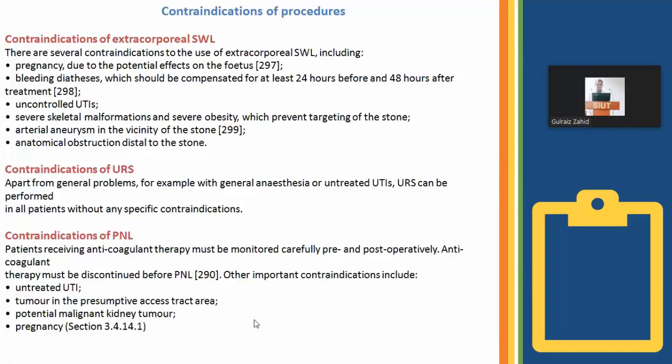Contraindications of URS. Apart from general problems, for example with general anesthesia or untreated UTIs, URS can be performed in all patients without any specific contraindications. Contraindications of PNL. Patients receiving anticoagulant therapy must be monitored carefully pre and post-operatively. Anticoagulant therapy must be discontinued before PNL. Other important contraindications include untreated UTI, tumor in the presumptive access tract area, potential malignant tumor, and pregnancy.